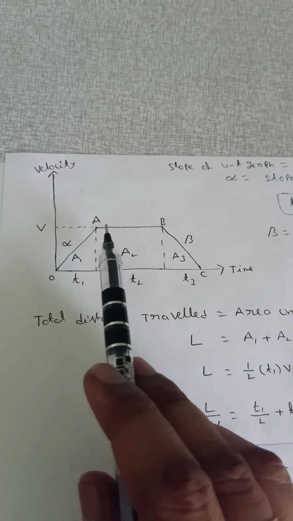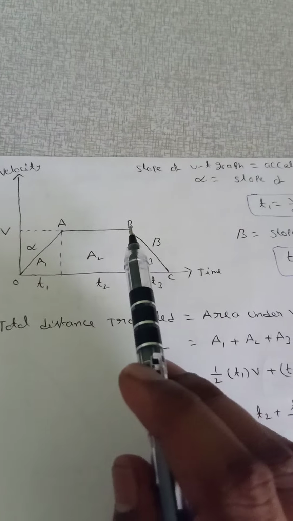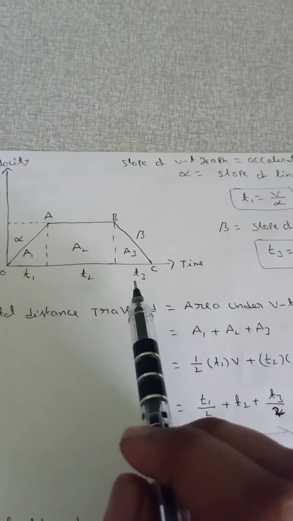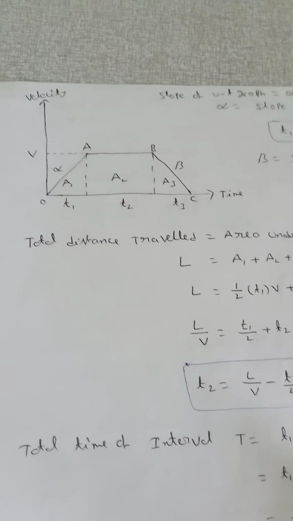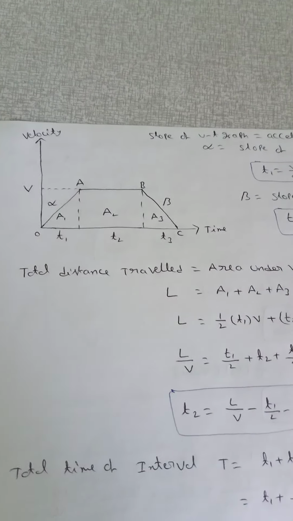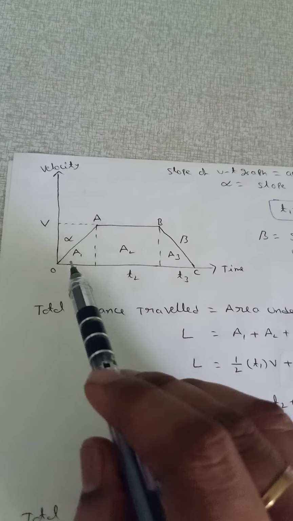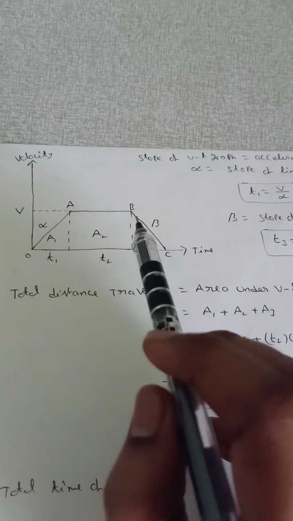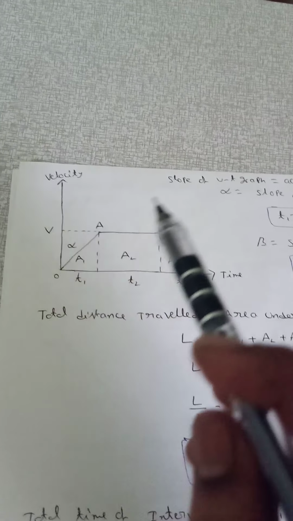in the second case the train moves with uniform velocity or constant velocity for some time t2, and finally it undergoes retardation beta for time t3. The total time taken is t1 plus t2 plus t3. The area of the triangle is A1, the area of the rectangle is A2, and the area of the triangle is A3. The slope of the velocity time graph gives the acceleration.